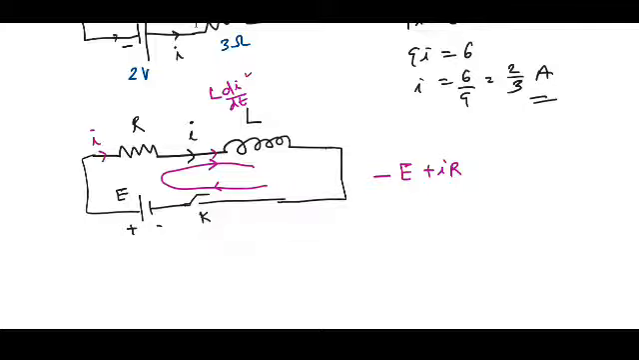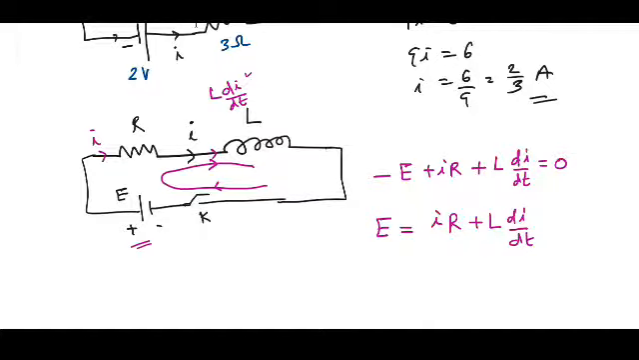Fine. Now the voltage across the inductor is plus L di by dt, that is equal to 0. Or if you modify this, you can write E on one side, E is equal to IR plus L di by dt. This is the voltage supplied in the circuit that will be distributed along the resistance plus distributed through the inductor also.